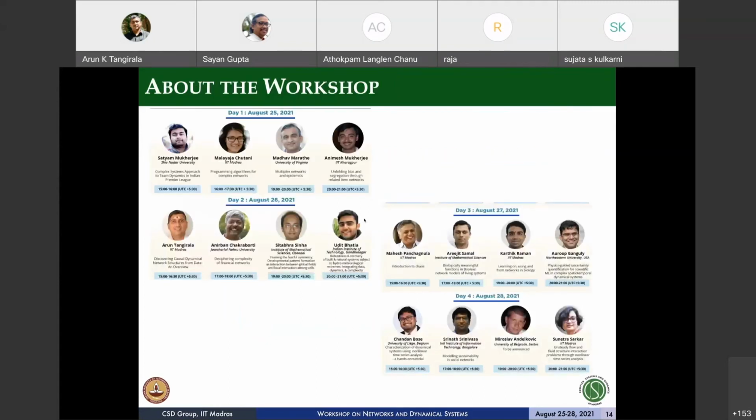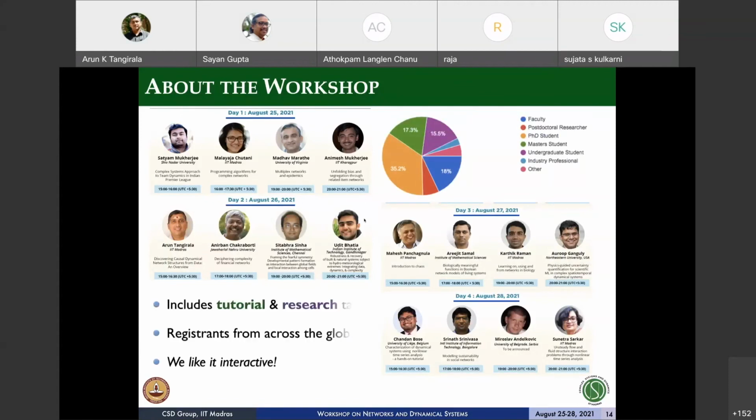So let me quickly close the presentation with a one-slide overview of the workshop. The workshop is spread over 4 days, starting today to Saturday. And as you can see, we have speakers drawn not only from different institutes, but if you look at the titles of the talks carefully, you can see once again, it just reflects the diversity that we have been talking about. And there are some very exciting research talks along with the tutorial talks.